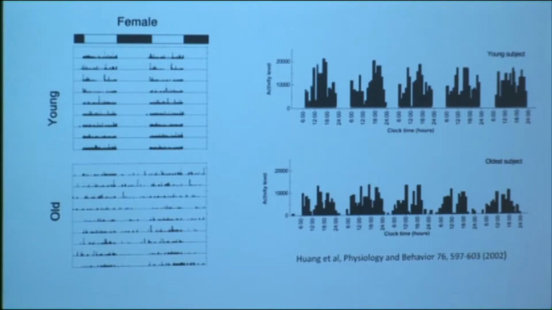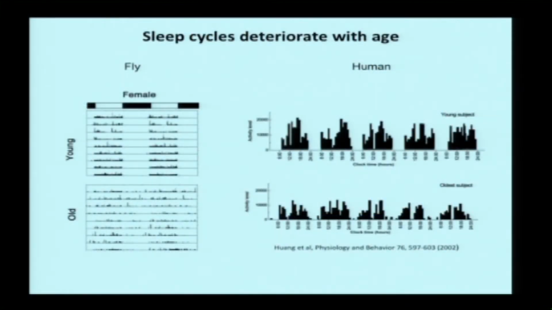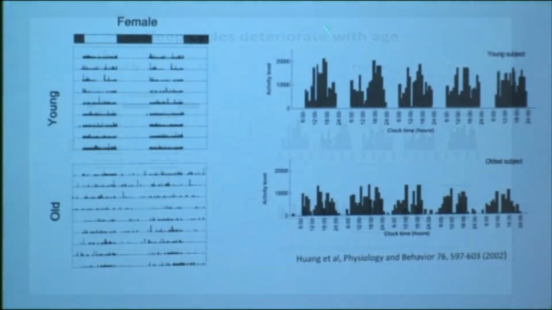The same is true in humans, of course, although with humans, unlike the flies, you can't monitor the same subject all throughout. So here are data from a young subject over a 5-day period, very robust activity patterns. These are people that were subjected to actigraphy, which Dave talked about earlier today. Here is the older subject that has increased nighttime awakenings and more daytime sleep.